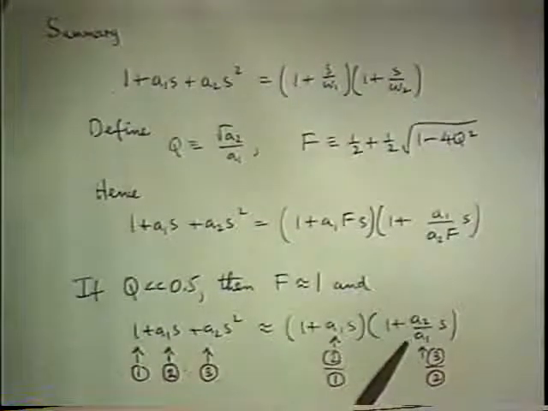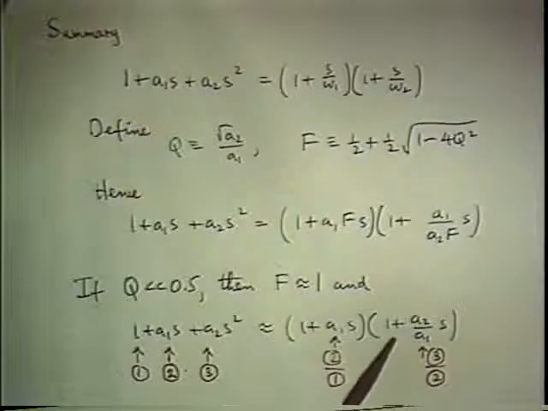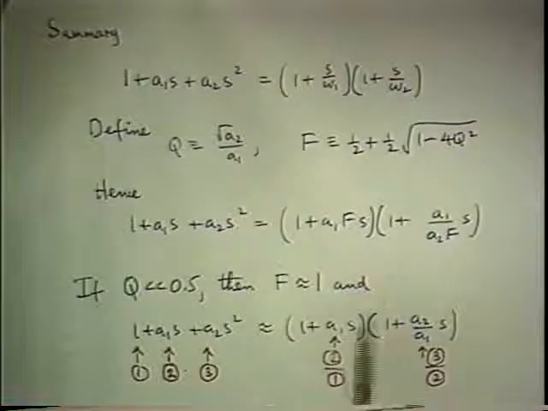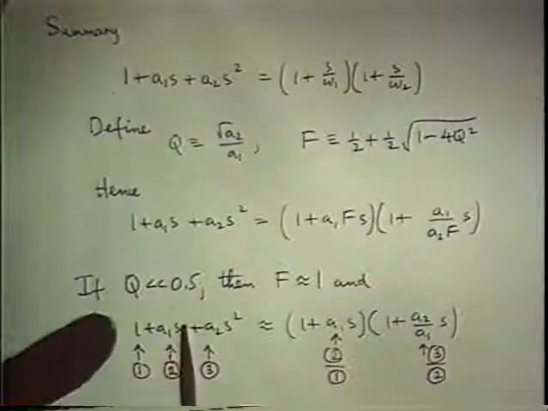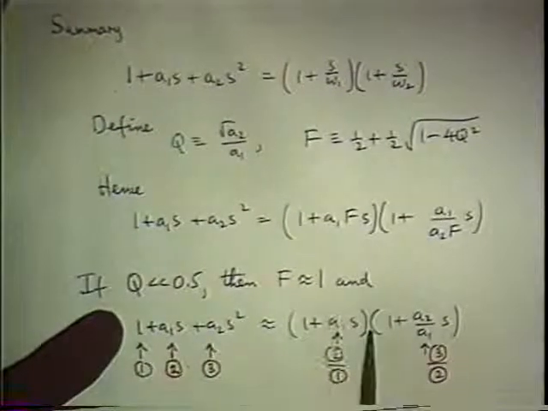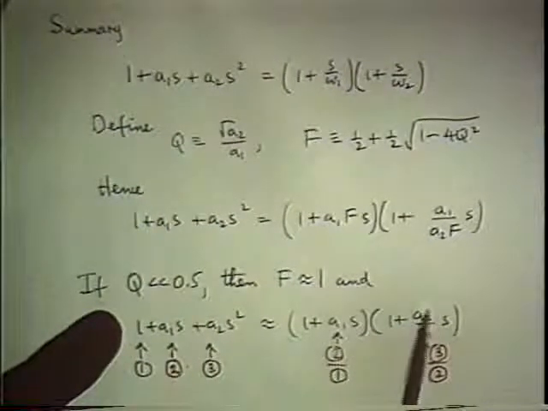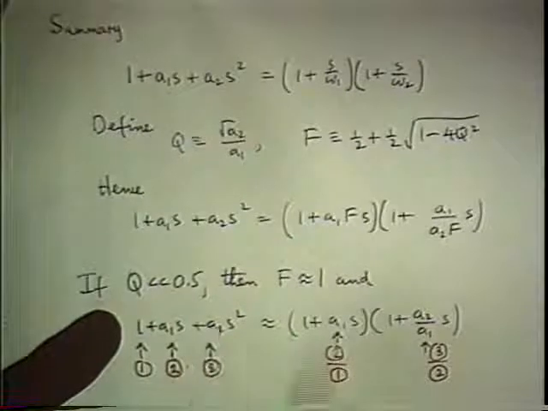Notice how simple that is. It's even easy to remember, because the first factor is simply the first two terms of the original quadratic. And the coefficient of the other factor is the ratio of the third to the second coefficient.